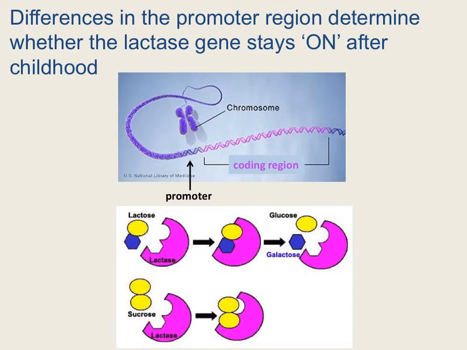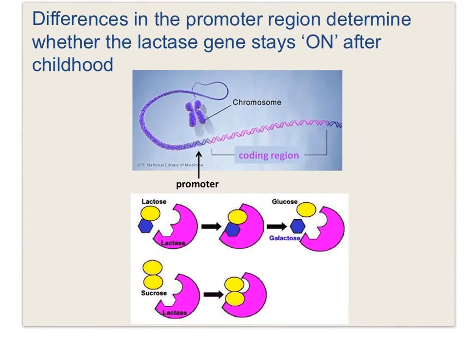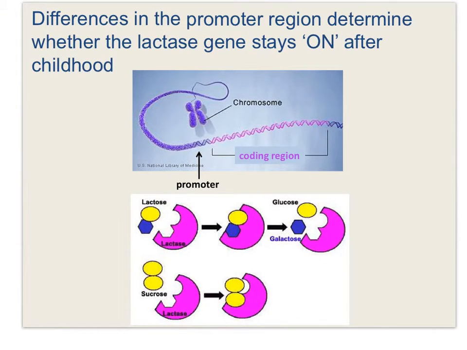So here we are back with lactase. So we have lactose, that's for milk. It's a disaccharide. It's made up of glucose and galactose. We have an enzyme. So it's a protein. It's got certain regions where reactions actually happen. So this is the coding region.